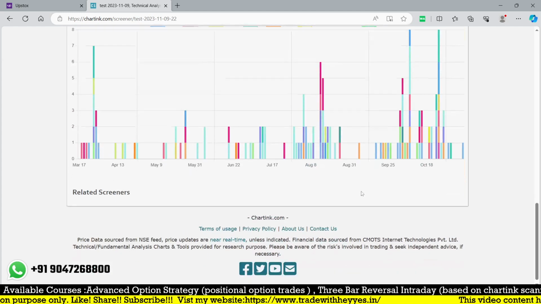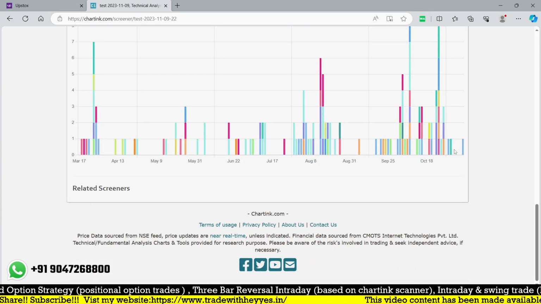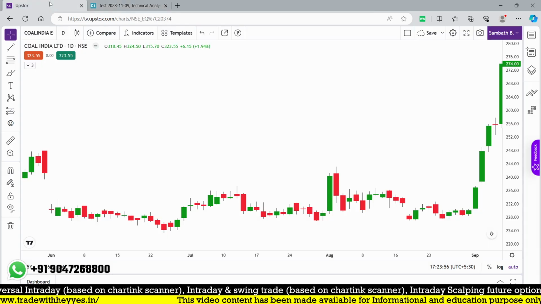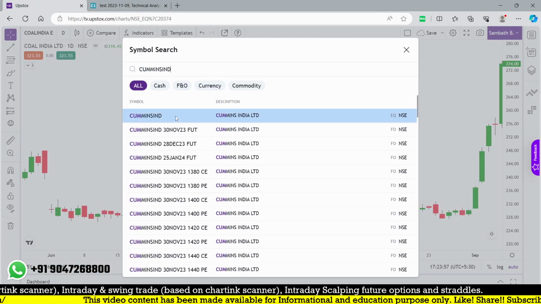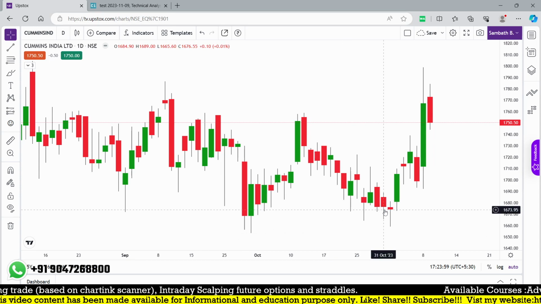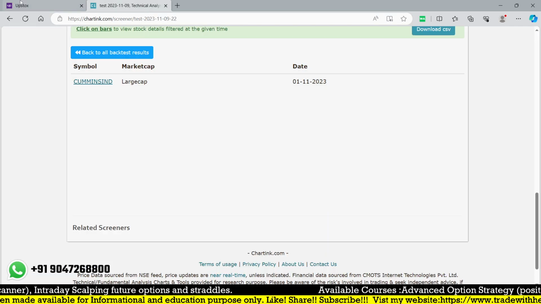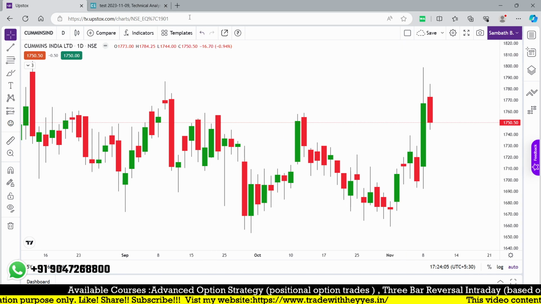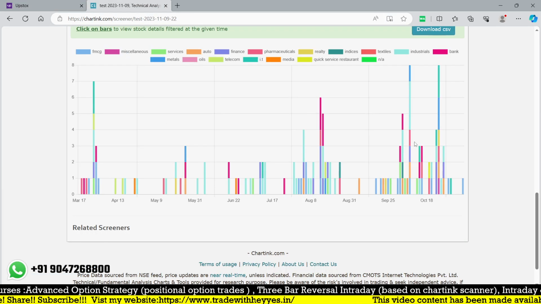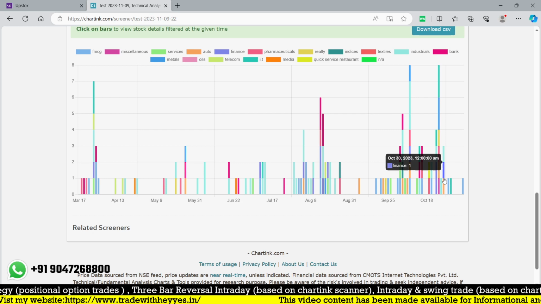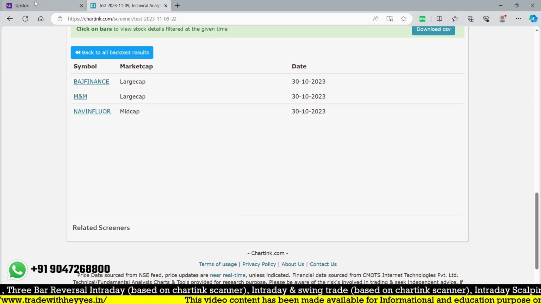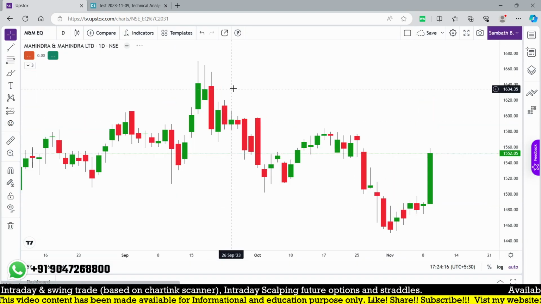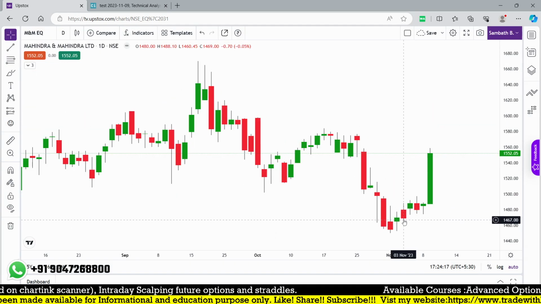So look at this, we get a lot of stocks maybe. Recently we have some stocks like Cummins India, but it does not look like a good one. So Cummins India, when did we get it? Around 11/1. Maybe here there is a good swing opportunity. So you can decide how many trades you want. So at this point, 30th October, Bajaj Finance, M&M and Navin Fluoride. I think M&M performed well today, whether on this particular day it is happening good or bad.